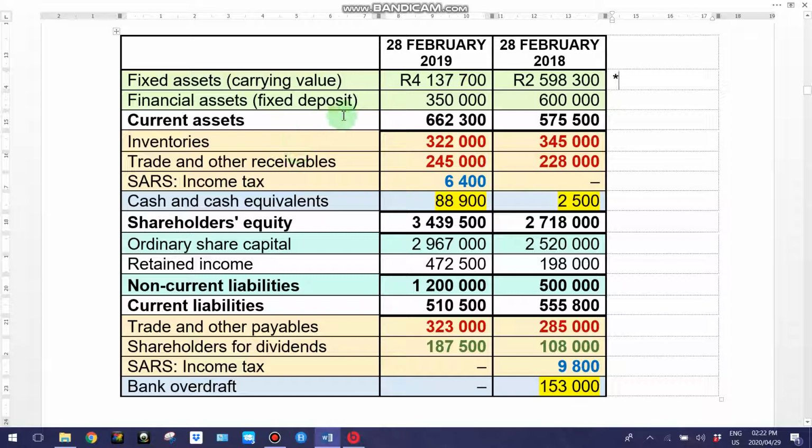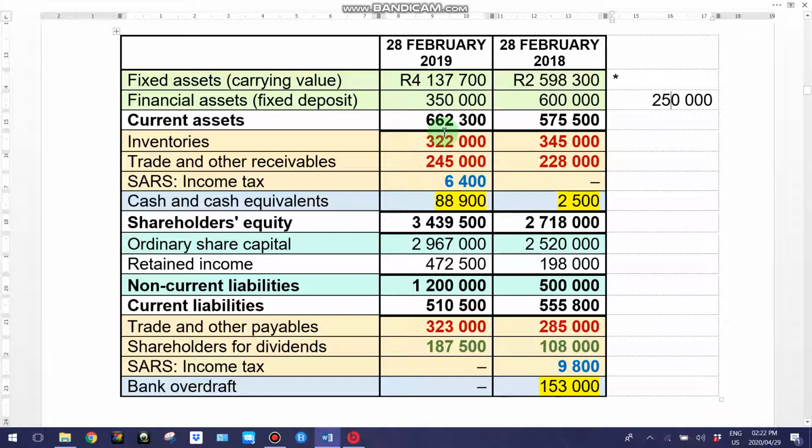With regards to my financial assets, fixed deposits, I don't really need any additional information. I can see that it was 600,000 last year and it decreased, it dropped. So when it drops, that means this was an inflow of cash, right? Inflow of 250,000. I can write that down there. I know this is an inflow of cash. A decrease in the fixed deposit is an inflow of cash, 250,000.